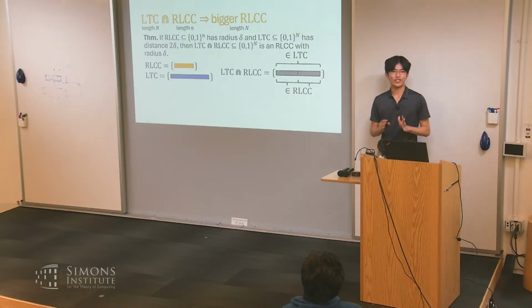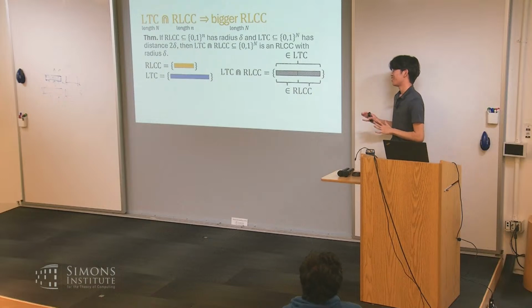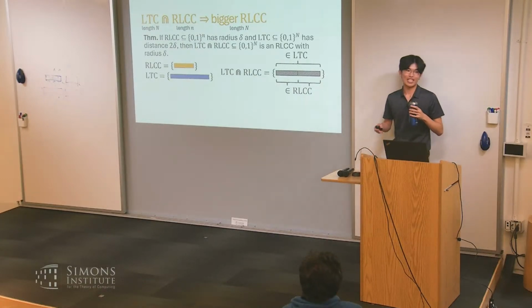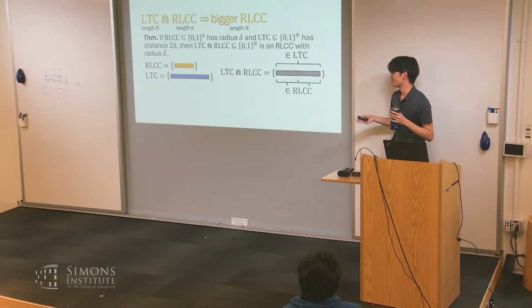Yeah, the rate calculation is important, and I'll show you in a couple more slides. Right, because if we want asymptotically good, we need the rate to be constant. So if this destroys the rate, then it's worthless. But I'll show you that it's okay.